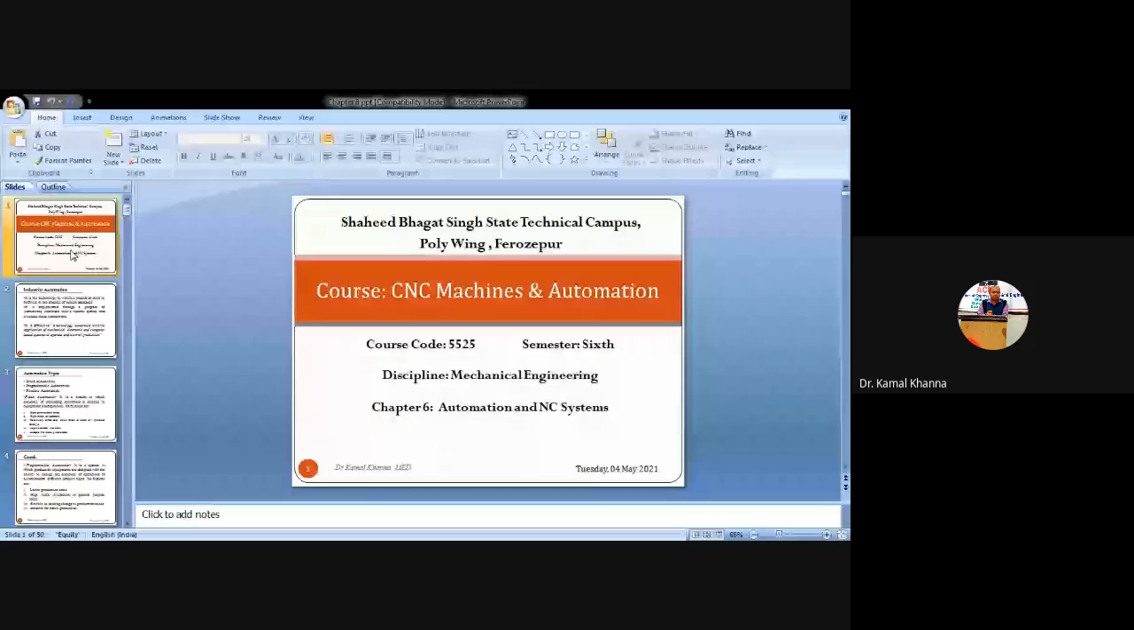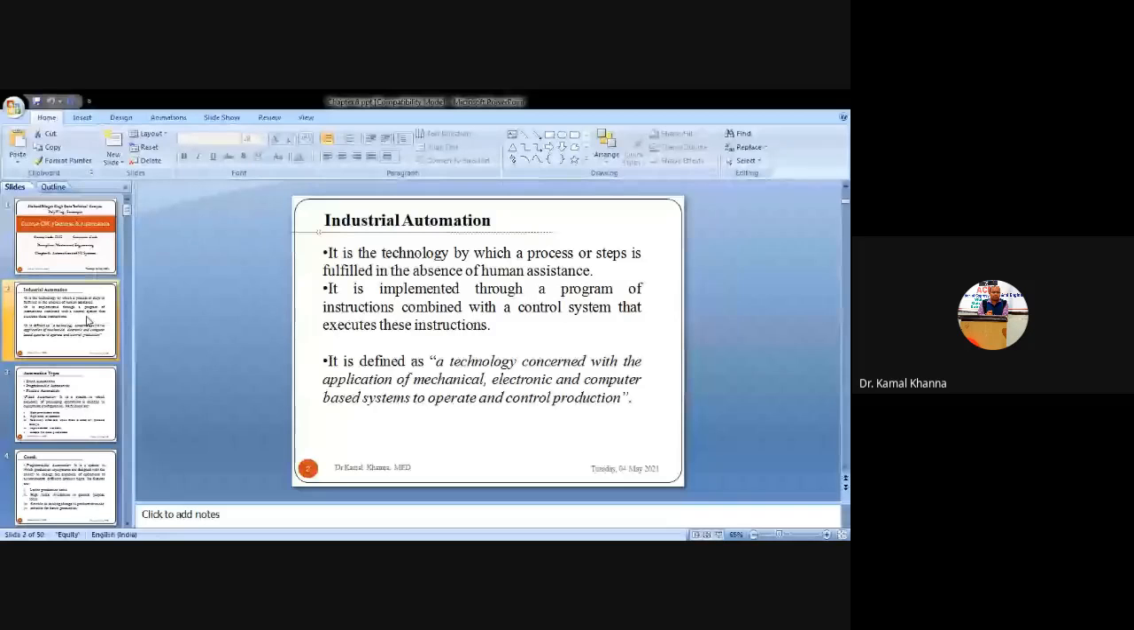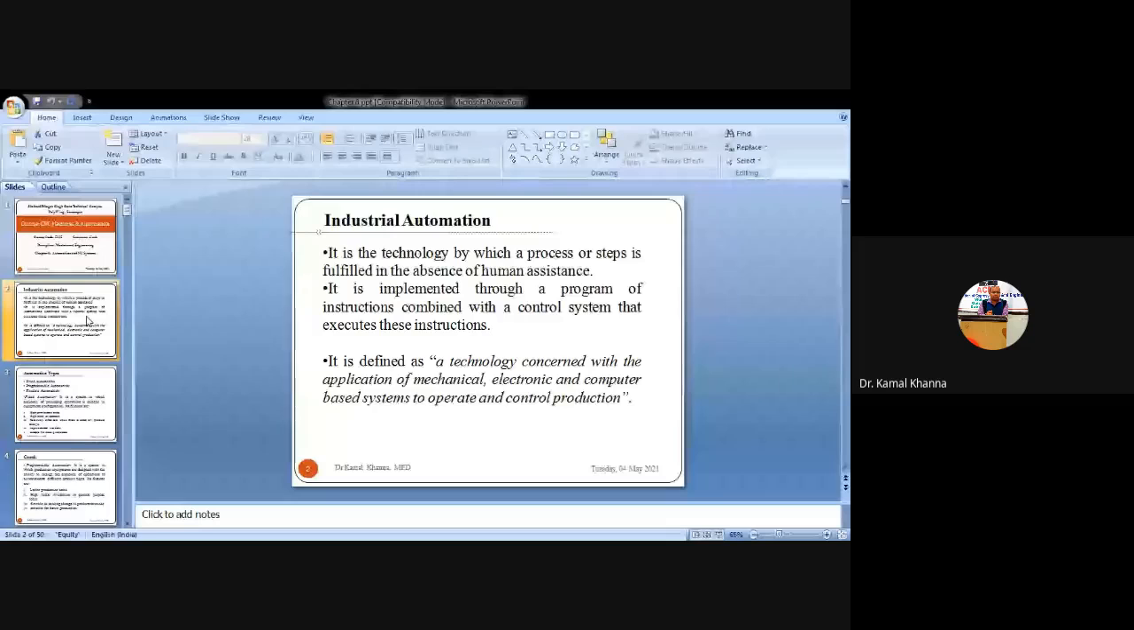So the next chapter is automation and NC systems. So what is automation? Automation is nothing but removing the human assistance. If you are talking about a CNC machine, you are entering a set of instructions, a program, into the system. It performs all the operations on the single specimen without the assistance of any worker or any engineer on the CNC machine.